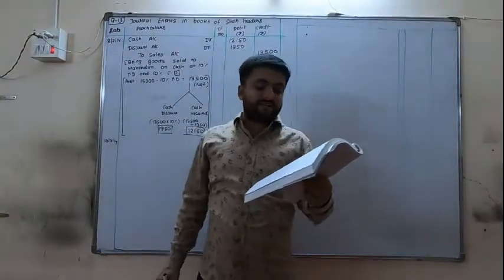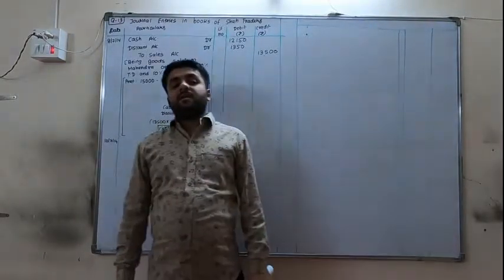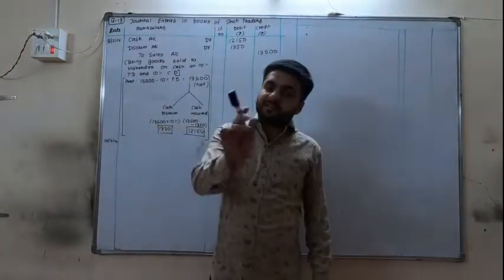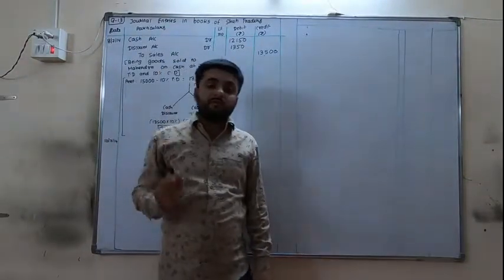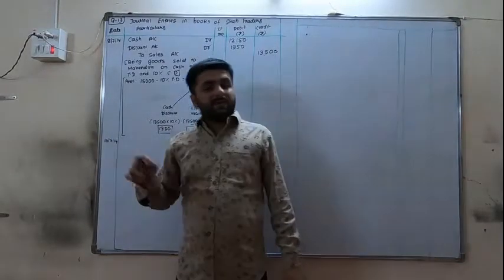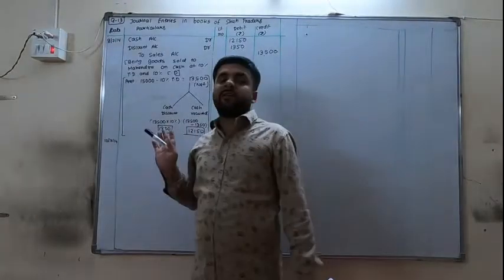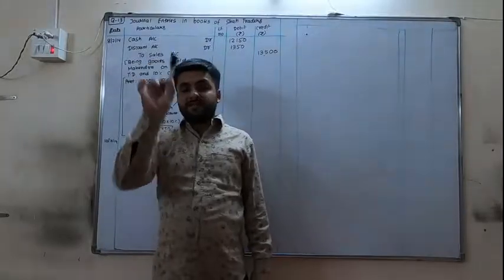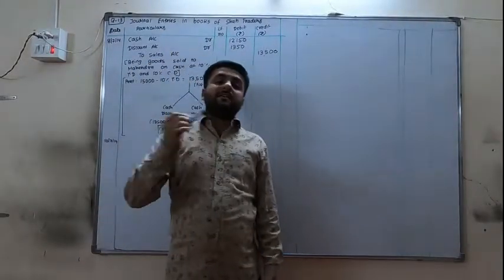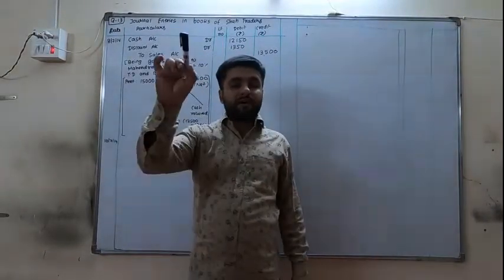Withdrawn goods of 300 and cash of 200 for personal use. Anything withdrawn for personal use, the account which is debited is the drawings account. Now we are withdrawing goods for personal use, so goods are going out other than sales, so purchase is credited. Cash is also withdrawn for personal use, cash is also going out, cash credit. So drawings account debit, as goods are going out other than sales, purchase account credit, cash is also going out, so cash account credit.